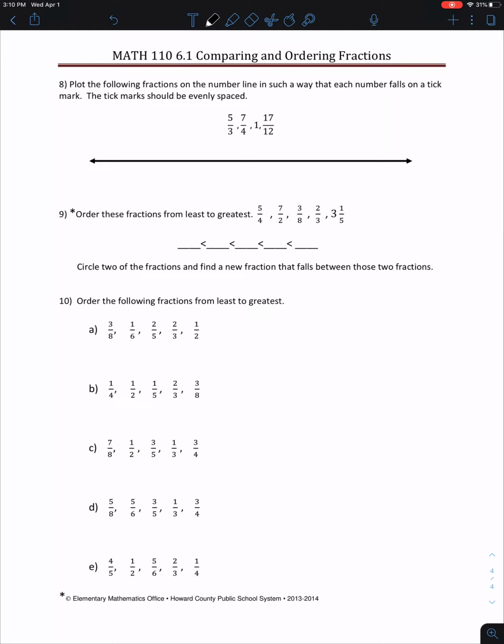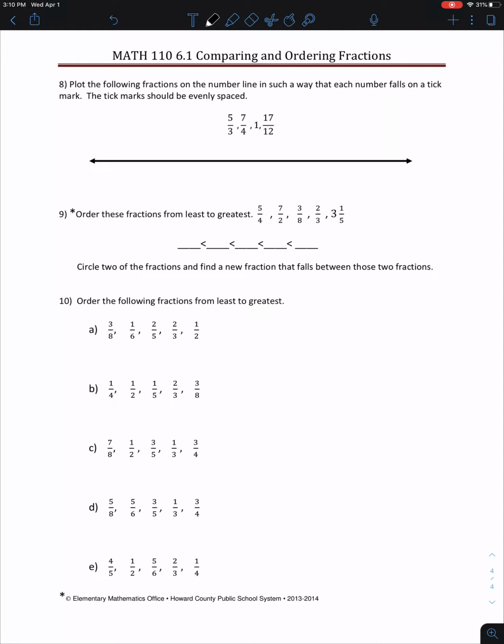Okay, so for number 8, it says plot the following fractions on the number line in such a way that each number falls on a tick mark. The tick marks should be evenly spaced. So the best way to do this is we really do want to get a common denominator for all of them. That way we can actually get the same tick marks for each one of them.